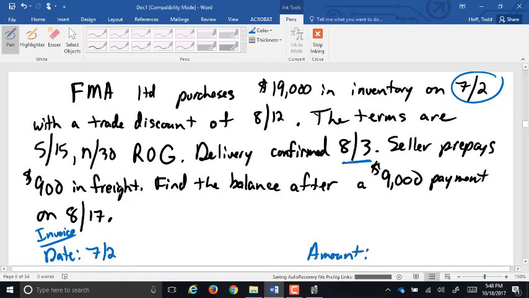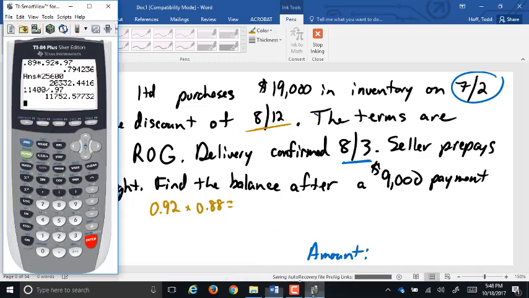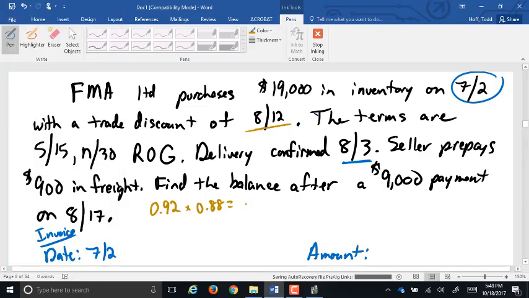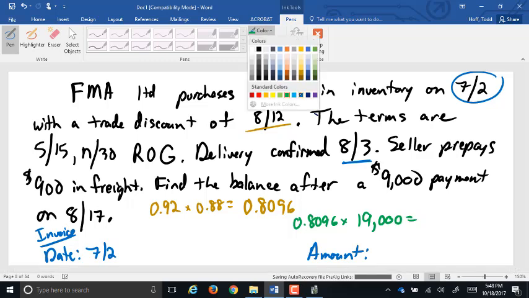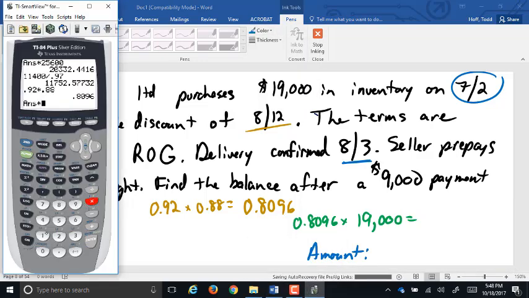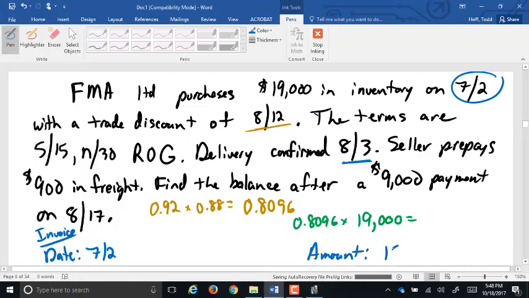The amount that's going to appear on the invoice is going to deal with the 8/12, 0.92 times 0.88, which is going to be 0.8096. I'm going to take that 0.8096 times the list price of 19,000 to get $15,382.40.